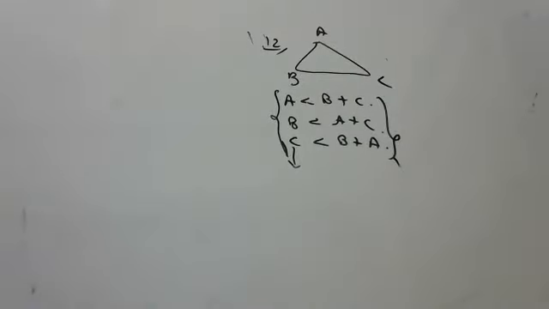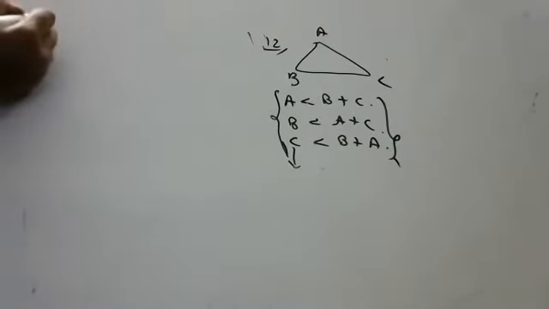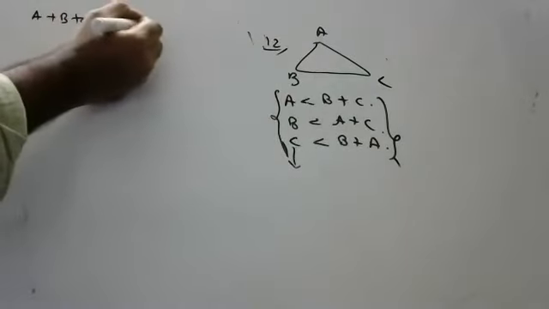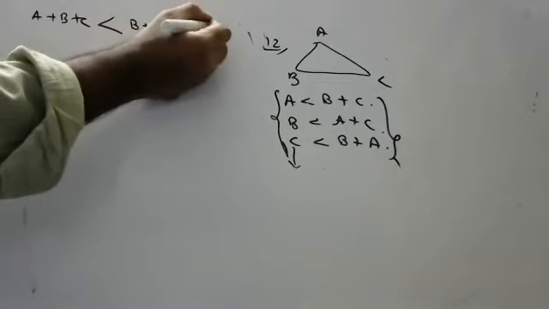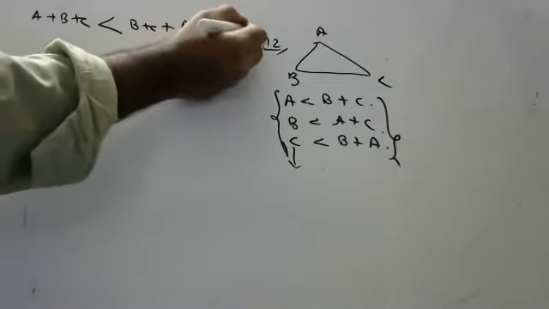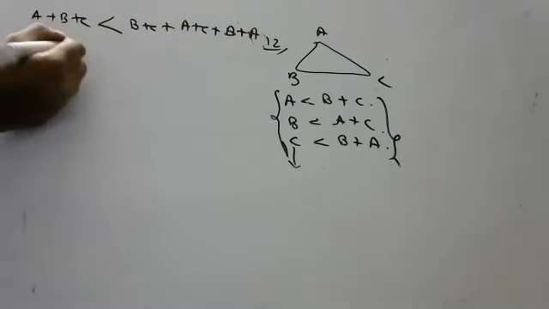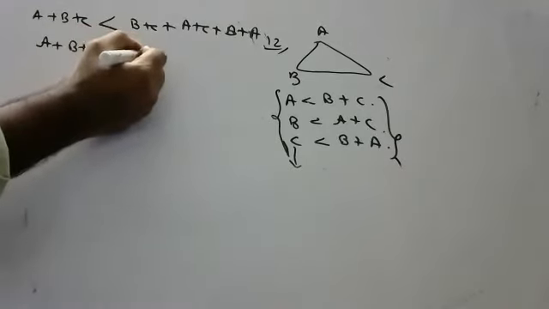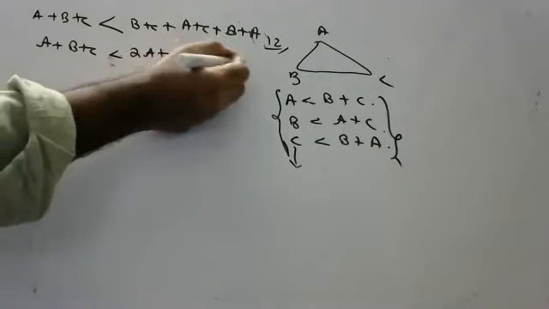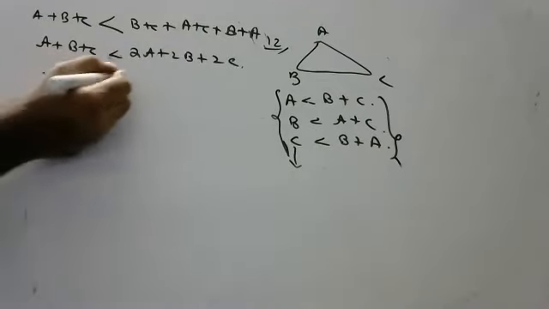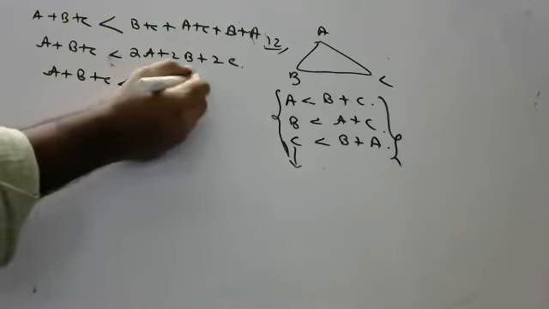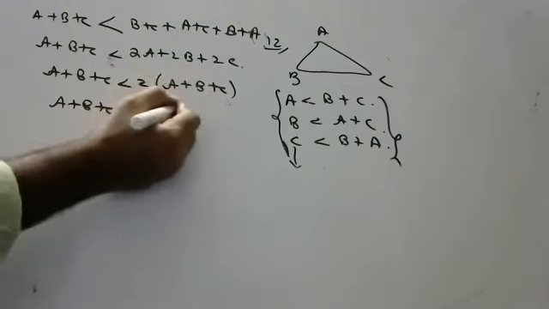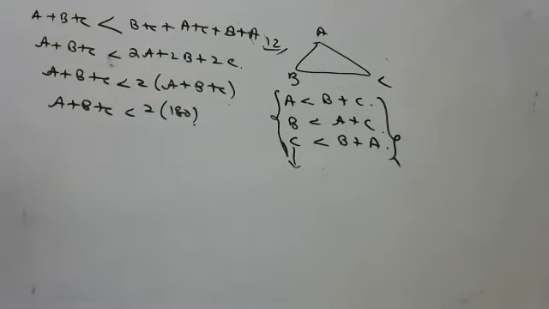You see, children, same. Add left hand side. Left hand side is what, children? A plus B plus C. Add all these things. A is less than B plus C. B is less than A plus C. C is less than A plus B. So, children, A plus B plus C is less than 2 times of A, 2 times of B, 2 times of C. A plus B plus C is less than 2 times of A plus B plus C. A plus B plus C is 180.